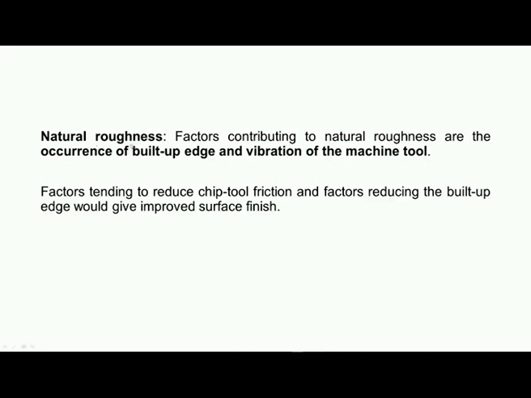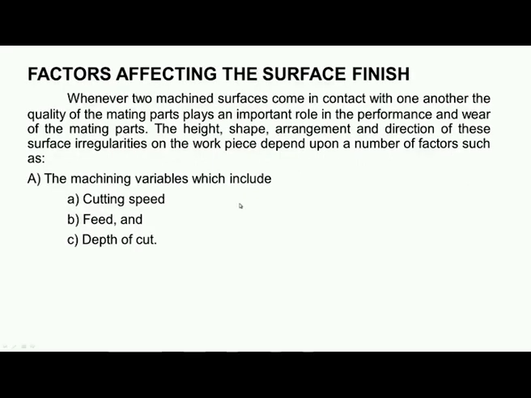And then another one is natural roughness. We get this natural roughness because of various inaccuracies in the machine tool, the vibration of the machine tool and cutting tool, chatter of the tool, and the occurrence of the built up edge of the cutting tool. Because of this we get a surface known as natural roughness, which will be greater than the ideal surface finish. So if we can eliminate this built up edge and the vibration aspects of the machine tool, then we get a better finish. And then, what are the factors affecting the surface finish?